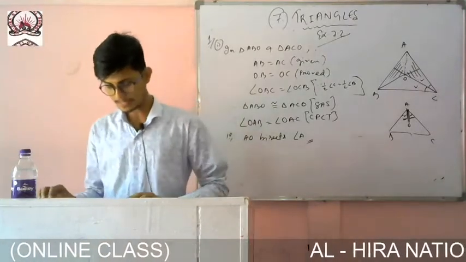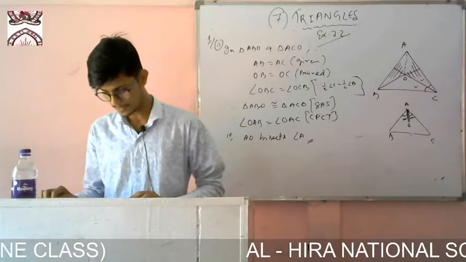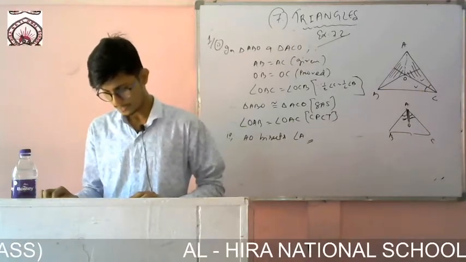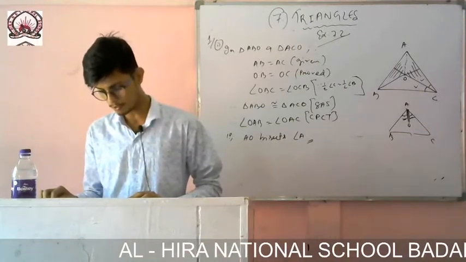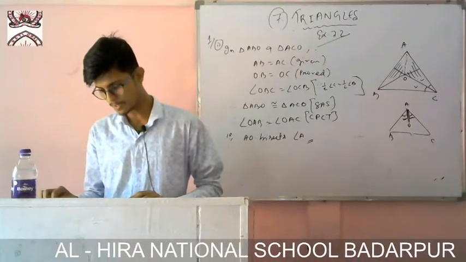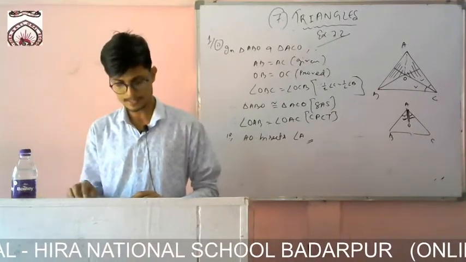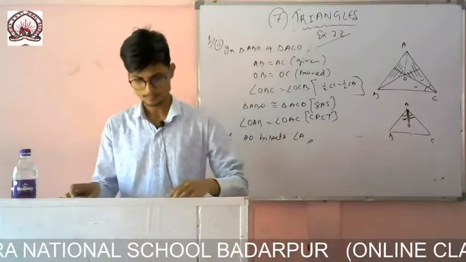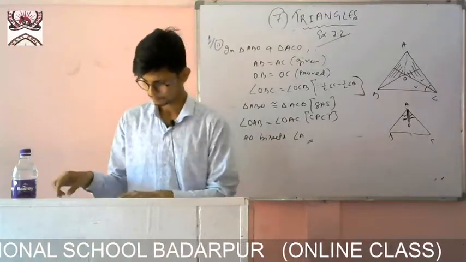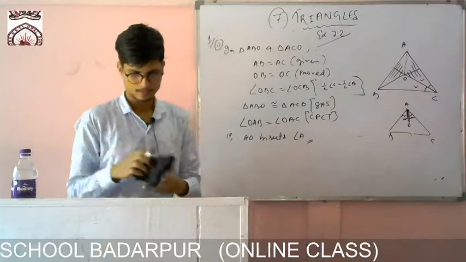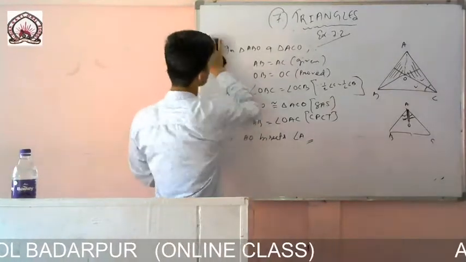In triangle ABC, AD is the perpendicular bisector of BC. Show that triangle ABC is an isosceles triangle in which AB is equal to AC. The figure is given. This is also a very easy sum.